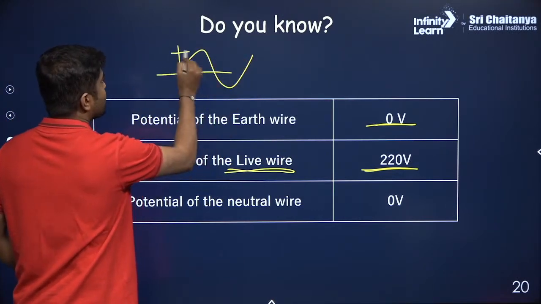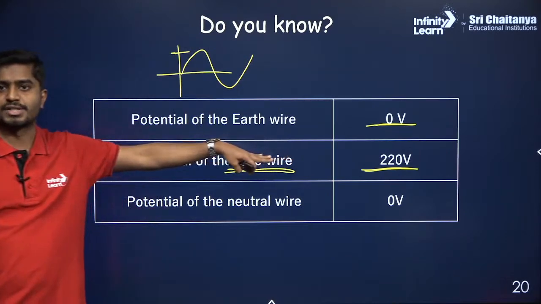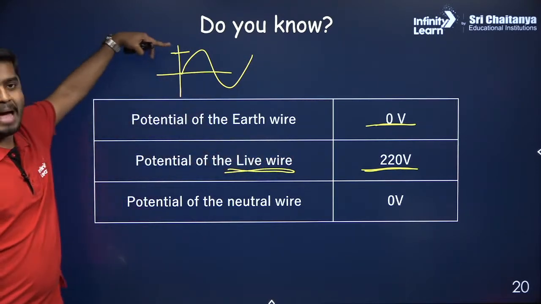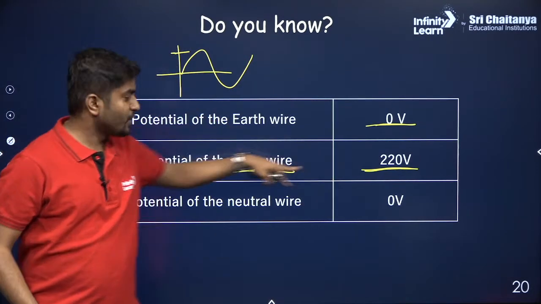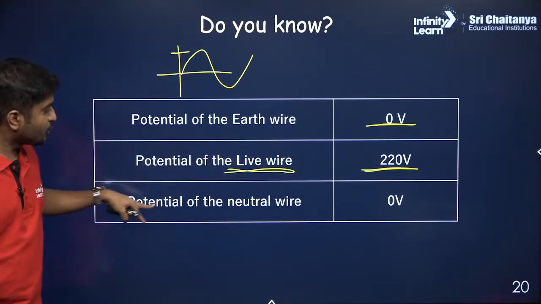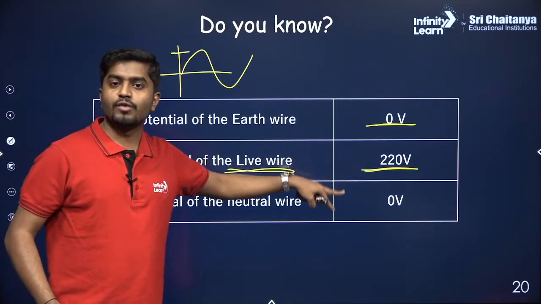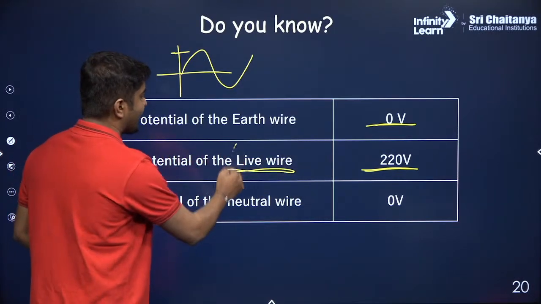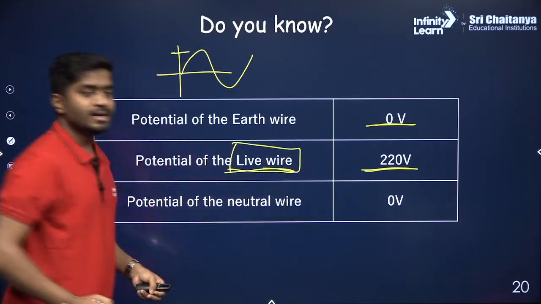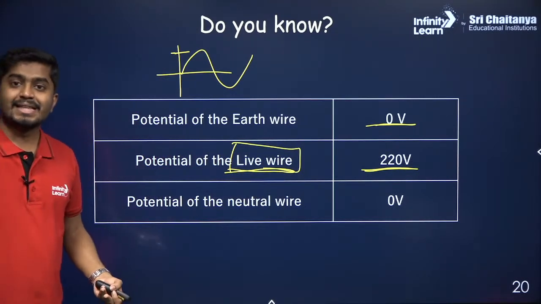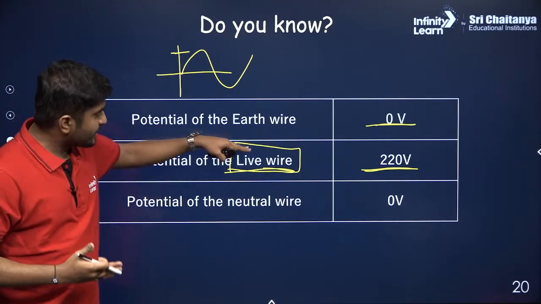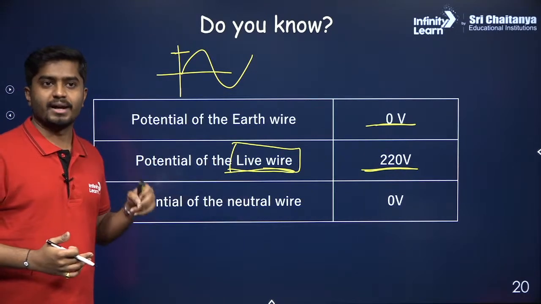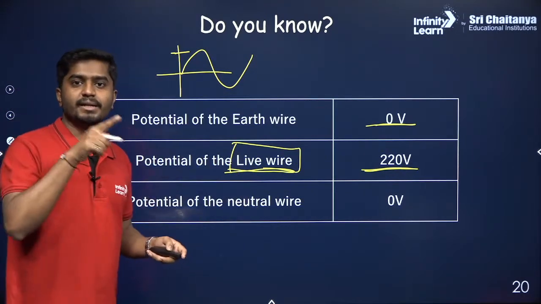So this maximum is 220 volts. The maximum amplitude is 220 volts for the live wire, and for the neutral wire it is always 0 volt. So what will happen? If you connect the live wire and the neutral wire through some device, then the current will flow from the live wire to the neutral wire and the circuit gets complete.